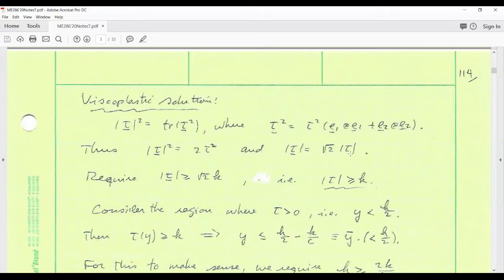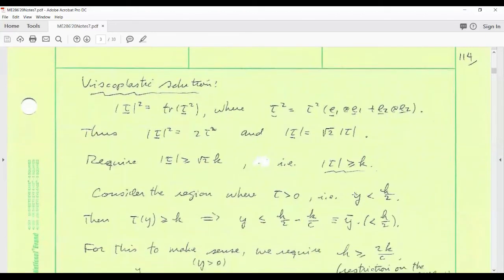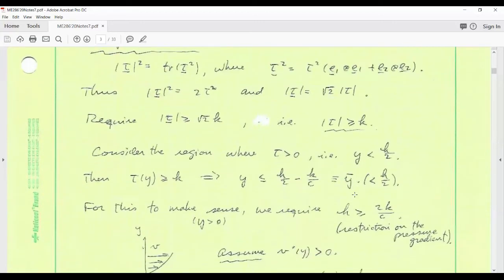which in our solution is both positive and negative, depending on the value of y. To get flow, we require that this be satisfied, which means the absolute value of our shear stress has to exceed K as expected, right? Because K was the yield stress in shear, and we have a state of pure shear stress here, apart from the pressure. We've already solved the pressure, right, essentially.